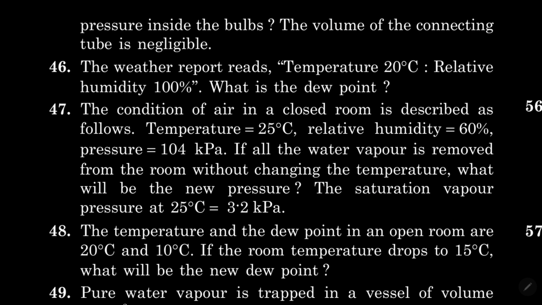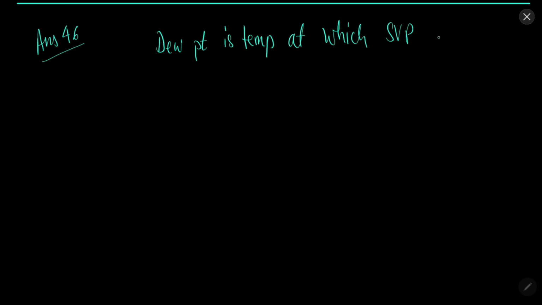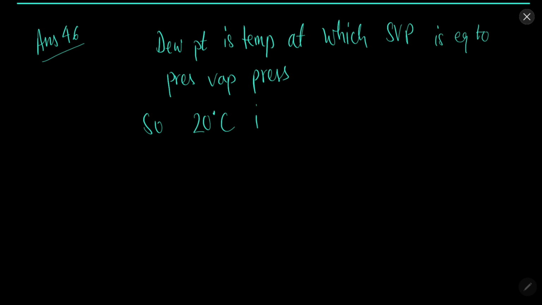In question 46, the weather report reads temperature 20 degrees Celsius, humidity 100%. What is the dew point? Solution 46. The dew point is the temperature at which the SVP is equal to the present vapor pressure. So 20 degrees is the dew point.